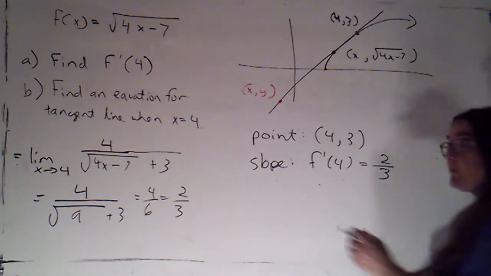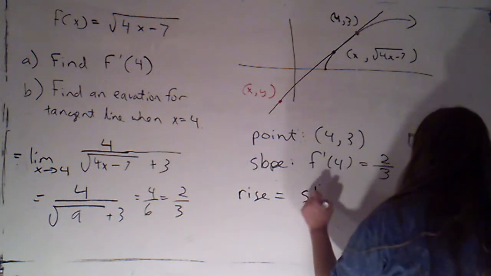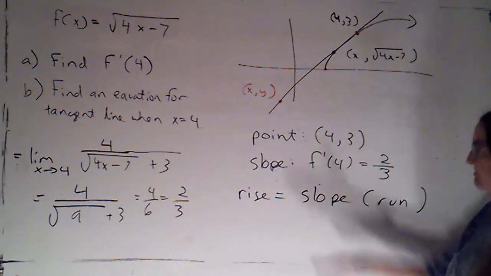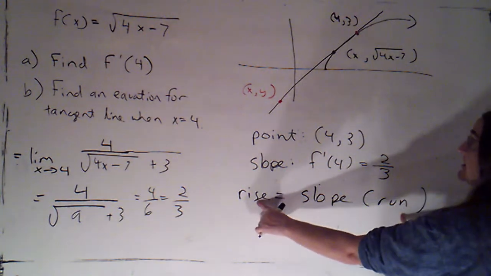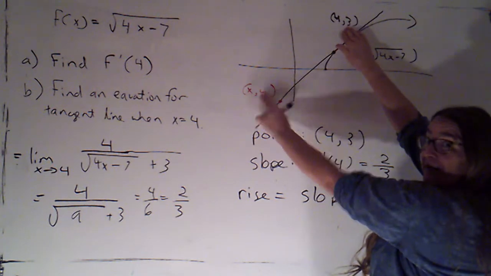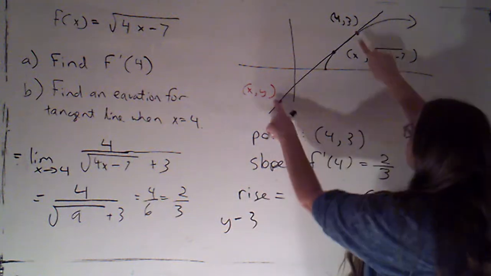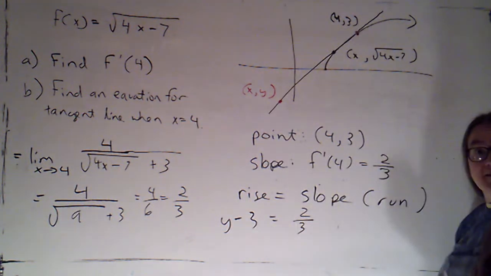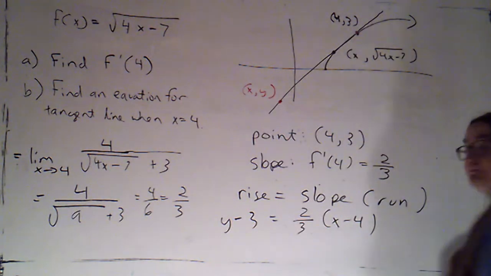Now I know that slope is rise over run, but I can rewrite that as a multiplication problem. Rise is equal to slope times run. And that's point slope form. All I'm going to do is I'm going to calculate the rise and the run using an arbitrary point (x, y) and my specific point (4, 3). So the rise would just be y minus 3. That's the difference in the y values. That's equal to the slope, which is 2/3, times the run, which would just be x minus 4.